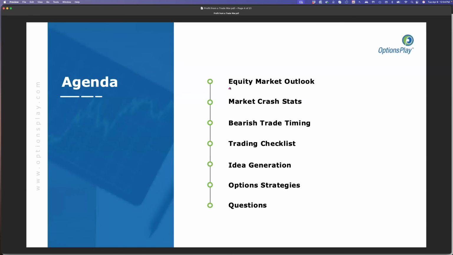So we'll start off by taking a look at where the current equity market looks and what our general outlook is from that. We'll take a look at market crash stats. It's important to understand the statistics to understand how to put these things in your favor. We'll talk a little bit about bearish trade timing, a trading checklist for trading during bear markets or a trade war. We'll take a look at how to find ideas in this market environment, the option strategies that you can deploy in this type of market environment, and then we'll open this up for Q&A at the very end.